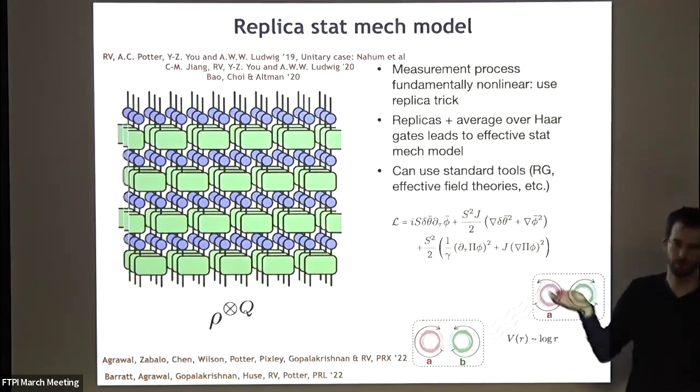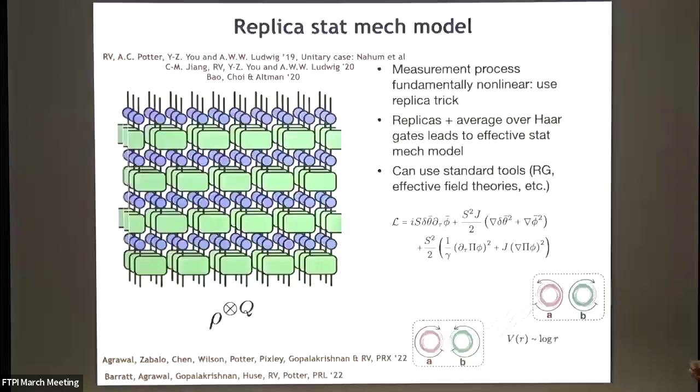So how does the first sector enter? The first sector is just describing charge diffusion. And that part is there in rho bar, actually. It's there in the average dynamics.